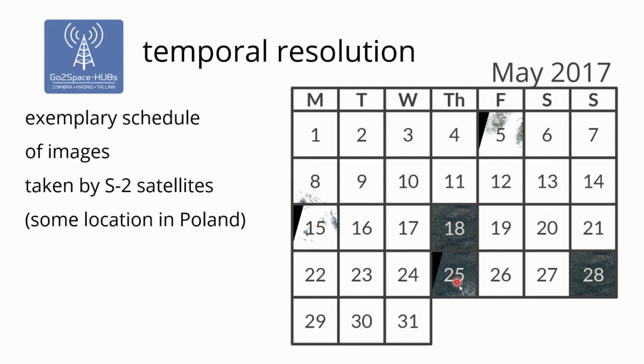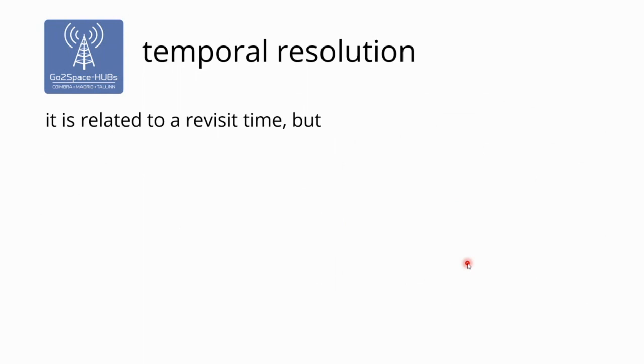Here we can see those images put in those boxes. So here we can see that there are just clouds. Probably in Madrid you don't have this problem as much as in Poland, but in Poland it's quite serious. So actually we have taken 6 images, but we can only use 3 of them. So it affects, of course, the temporal resolution.